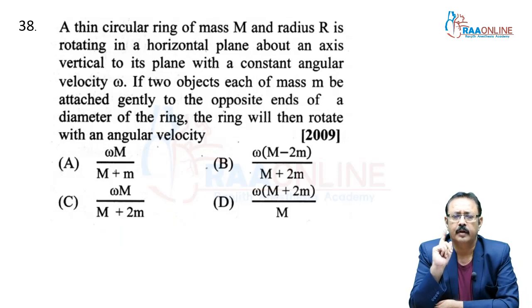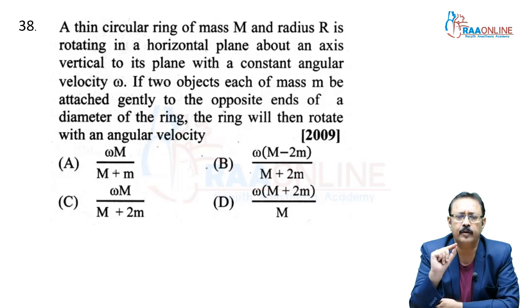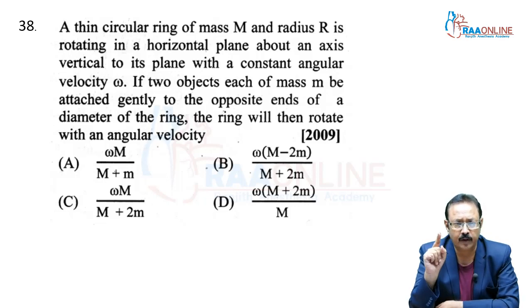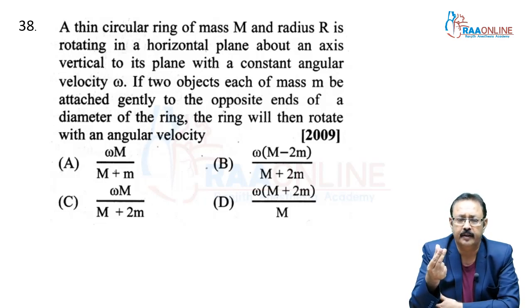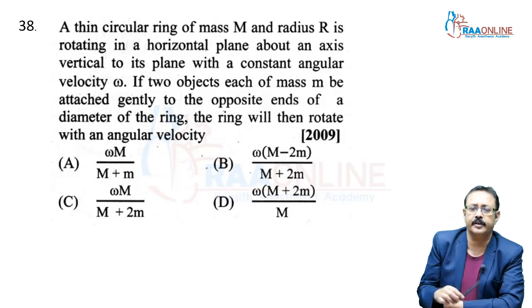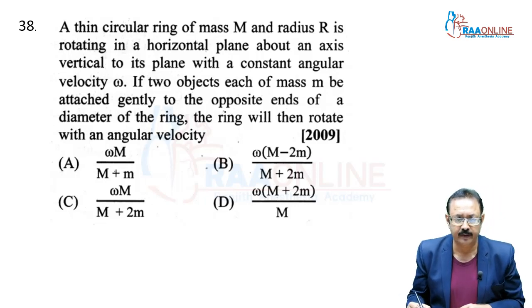Next, similar problem. A thin circular ring of mass m and radius r is rotating in a horizontal plane about an axis vertical to its plane with a constant angular velocity omega. If two objects each of mass m be attached gently to the opposite ends of a diameter, then the new angular velocity should be C. Again, a similar type of problem.